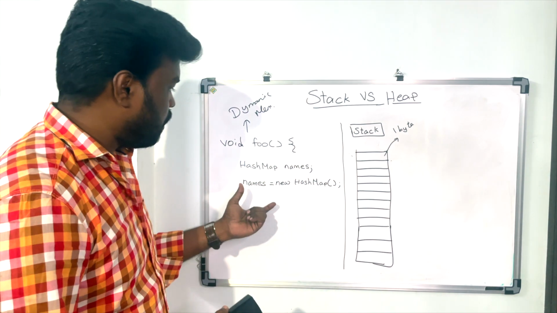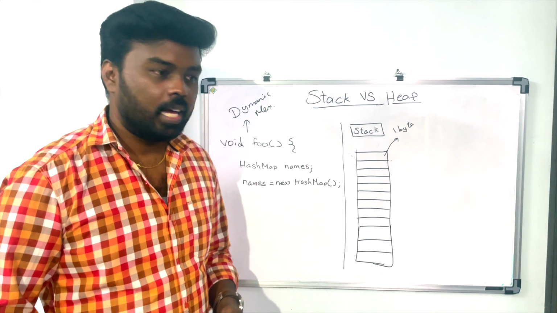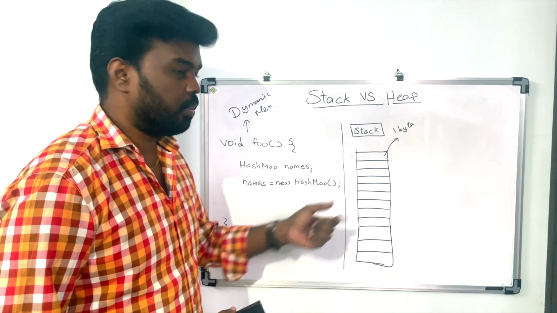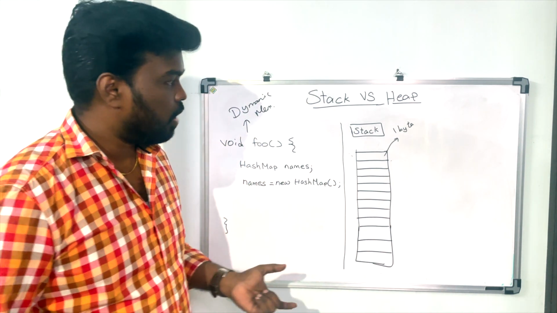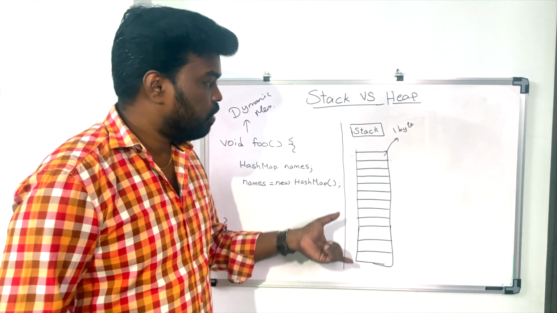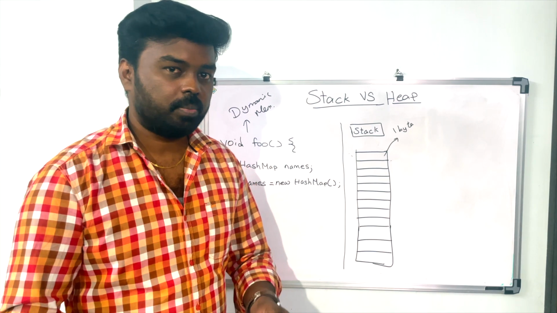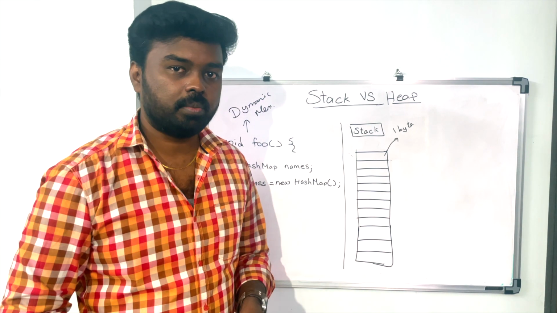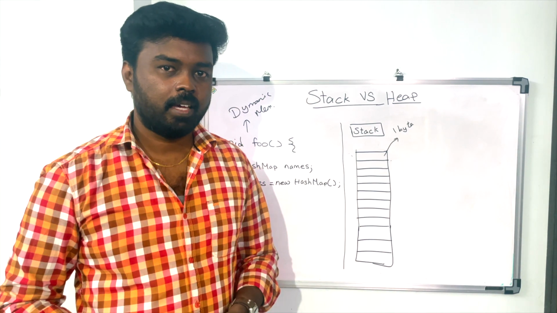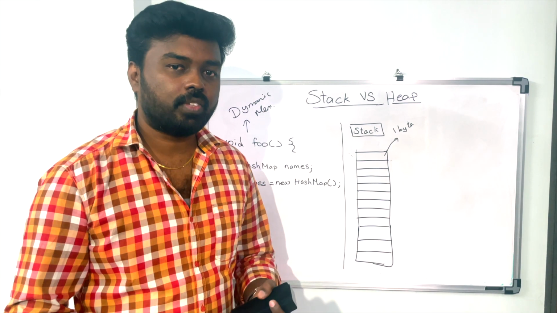So because of these reasons, we call this dynamic memory, and we cannot allocate this memory in the stack. The reason we cannot put this into the stack is that, as we all know, the stack follows the principle of last in first out, which means you cannot insert or remove any items from the middle of the stack.